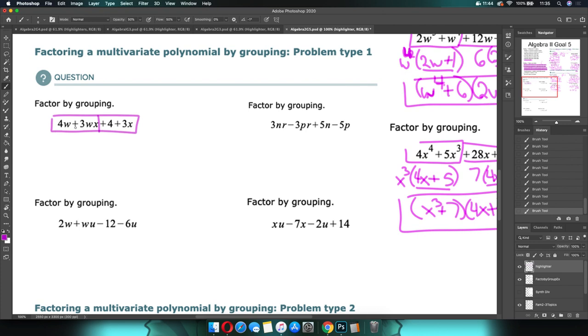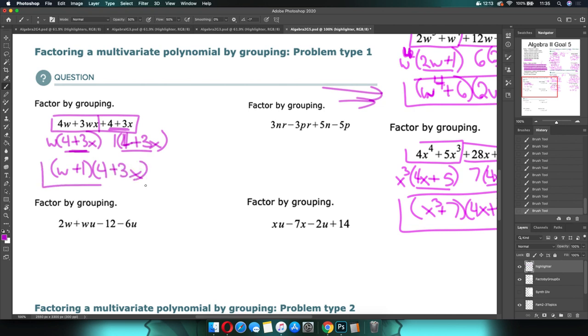4 and 3 doesn't combine, but we can pull out a w, so that becomes 4 plus 3x. I like that. This one, again, it's the same stuff that we were doing over here. That's low-key exactly what we're looking for over here, so that means the only thing that I'm pulling out is a 1. So that's a 4, I promise. 4 plus 3x, 4 plus 3x, it matches, so w plus 1, parentheses, 4 plus 3x. That's what we're looking for.